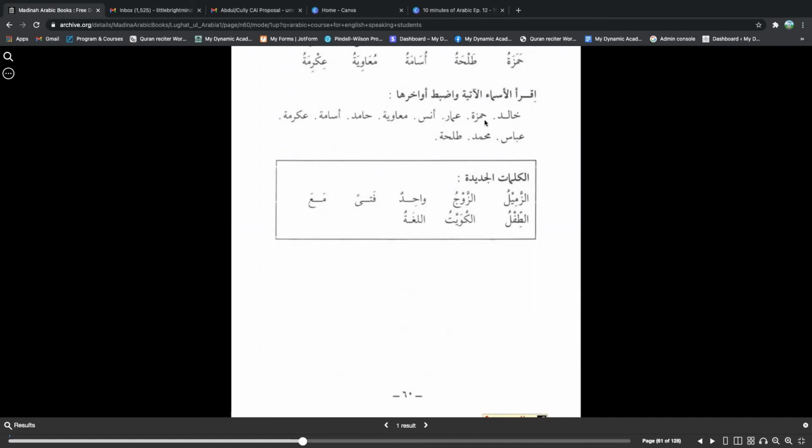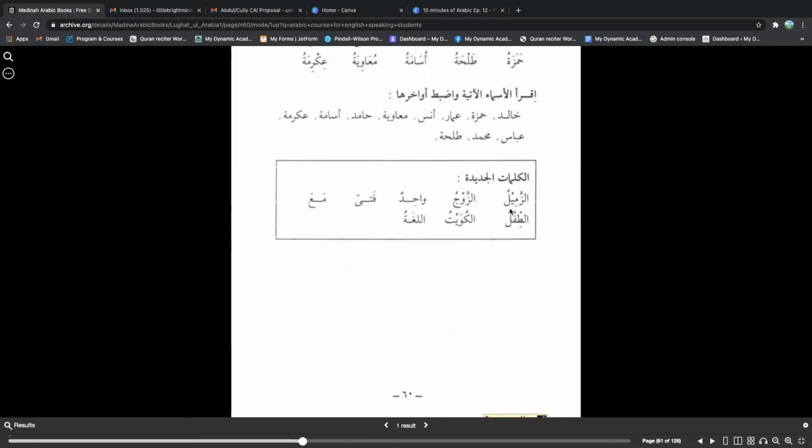So you have Khalidun, Hamzatu. So what would you put on a ta marbuta? It's a proper name, so you can put one dhamma. Ammarun, Anasun, Muawiyatu, because it's a proper name. Hamidun, Usamatu, no tanween, that's okay. Usamatu, Ikrimatu, proper name. Abbasun, Muhammadun, Talhatu.